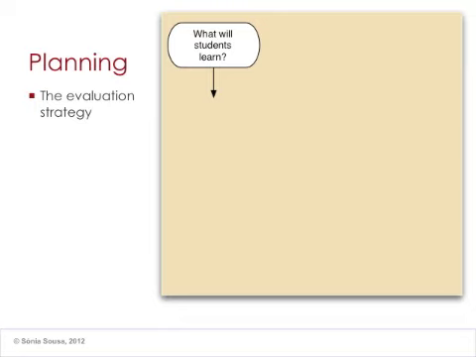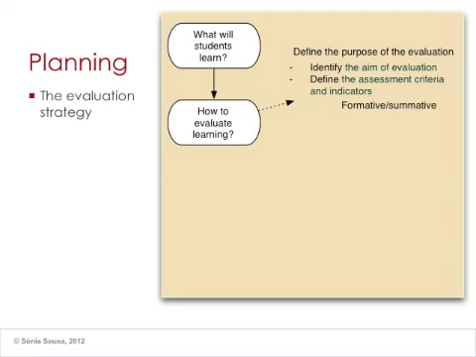This must be described on the course program, especially on learning outcomes or on the objectives of the course. Now that we know what students will learn, we need to know how to evaluate learning. This is by identifying the aim of the evaluation and defining the assessment criteria and indicators. In the course program, this is usually addressed as assessment methods for the course.